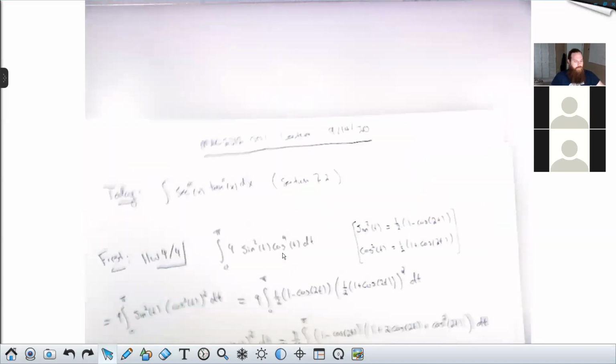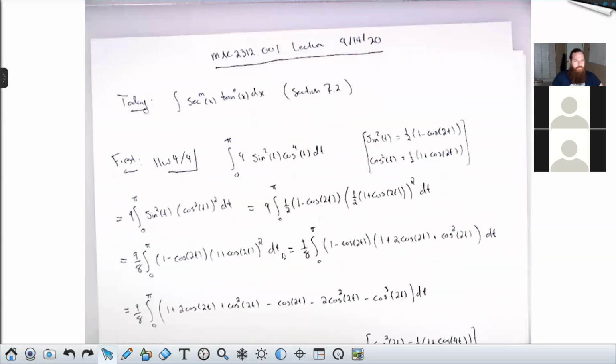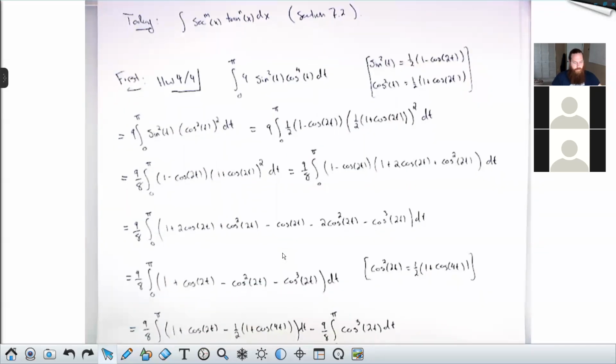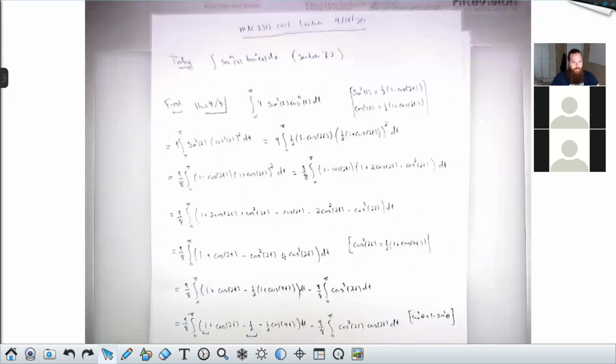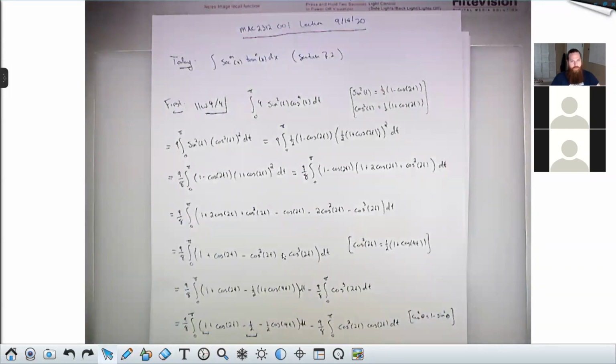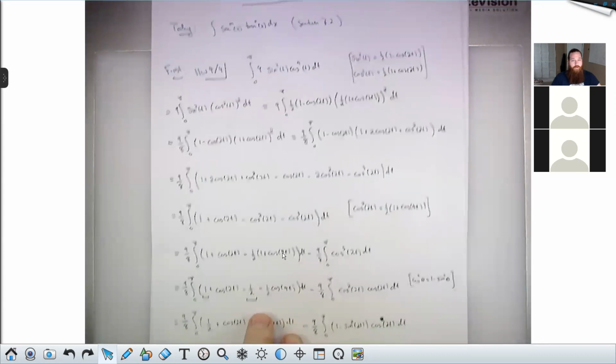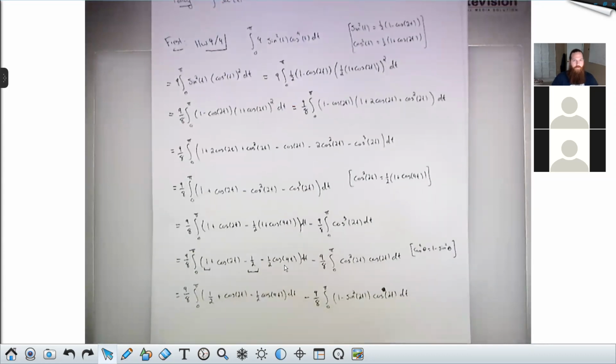This kind of gives you a feel for the worst case, right? How unpleasant can the sine cosine integrals get? This is about there, right? This is about as long and tedious as one of those could get. And it's pretty long and tedious. So here's the first few steps. We started by writing cos to the 4 as cos squared squared, and then drop in our half angle identities. Then we FOIL and distribute.